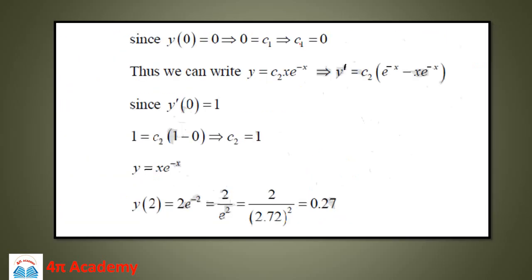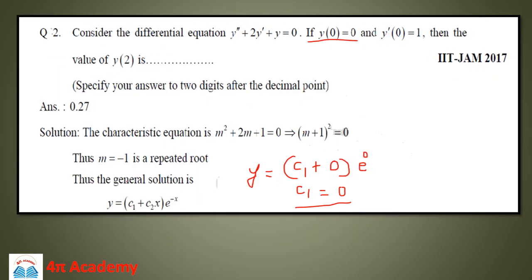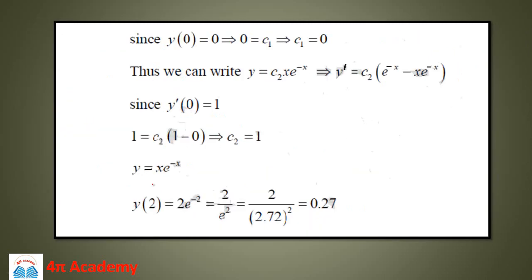Since we get the value of the constant c1 as 0, we can now rewrite the solution. y is equal to c1 plus c2 x into e raised to minus x. So c1 being 0, the solution becomes y is equal to c2 x into e raised to minus x.